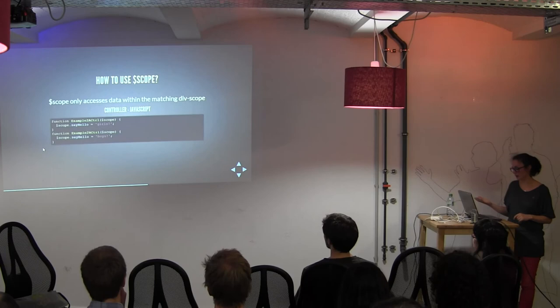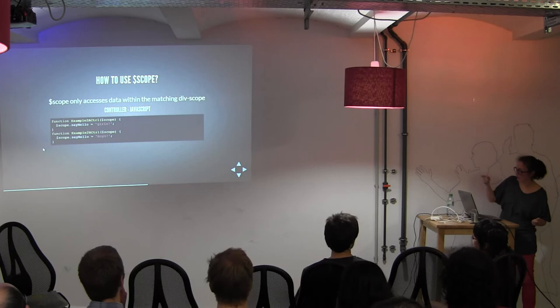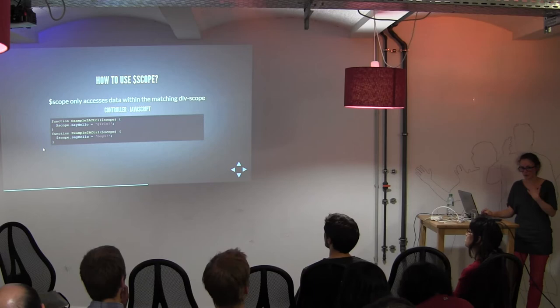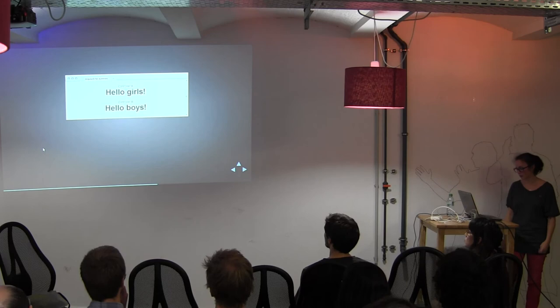So here I chose to use the same name with the two controllers. So dollar scope say hello, and I have two different controllers and two different values for this property say hello. And the result is, in my controller A and my controller B, the results are different. There's no conflicts. The scopes are separated.